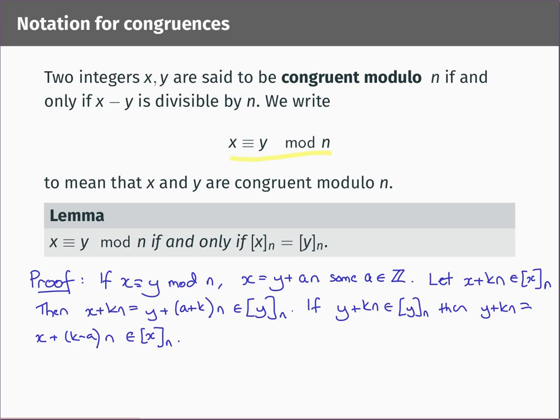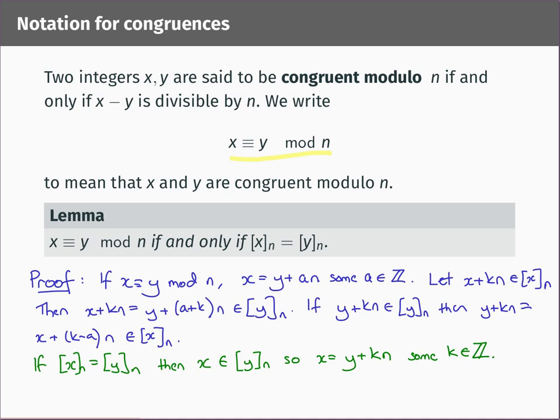Conversely, we have to suppose that their two congruence classes are equal and prove that x and y are congruent mod n. But lucky for us, this is even easier, because if the class of x modulo n equals the class of y, then, well, x is an element of the congruence class of x because it's x plus 0 times n. So it's an element of the congruence class of y. So x is equal to y plus a multiple of n for some integer k. Alright, but now x minus y is equal to an integer multiple of n, and therefore, by definition, x is congruent to y mod n.